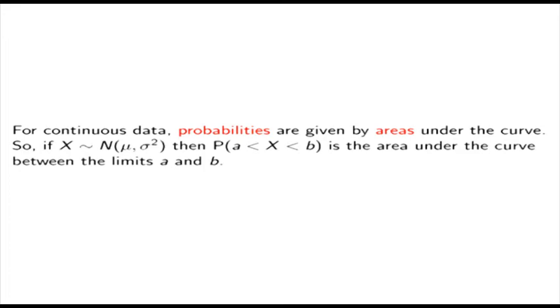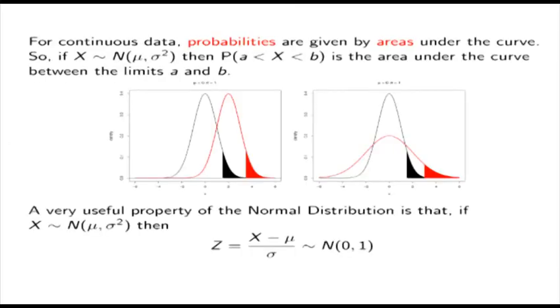So for example, if a random variable x has a normal distribution with mean mu and variance sigma squared, then the probability that x takes a value within a certain range between values a and b, that probability is computed as the area under the curve between those two limits. So here are some pictures which show typical areas under the curve we might be interested in.